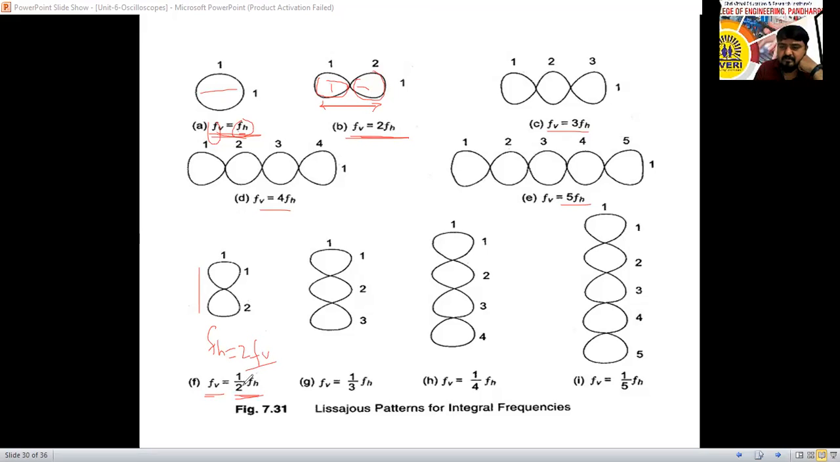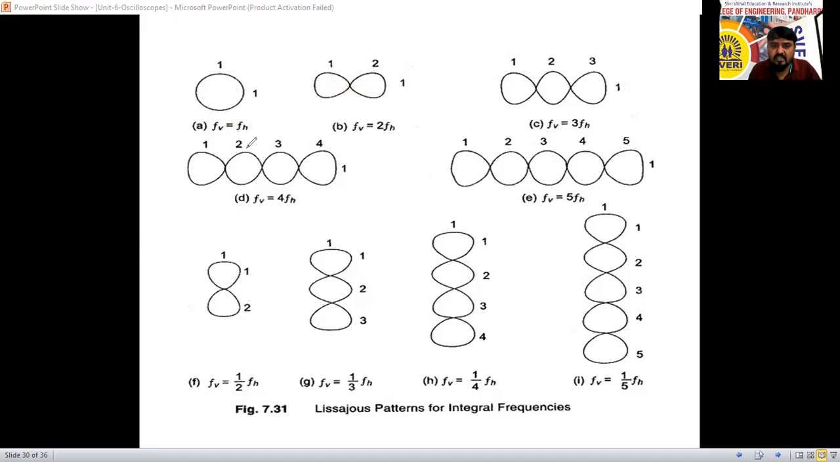Someone please reply. Yes or no? So same it is there. So like that, FV equal to 1 by 3 FH or FH equal to 3 FV, FH equal to 4 FV. 1, 2, 3, 4 are there. Here 5 are there, FH equal to 5 FV we can write like that here. So like this, we are going to compare from vertical to horizontal.